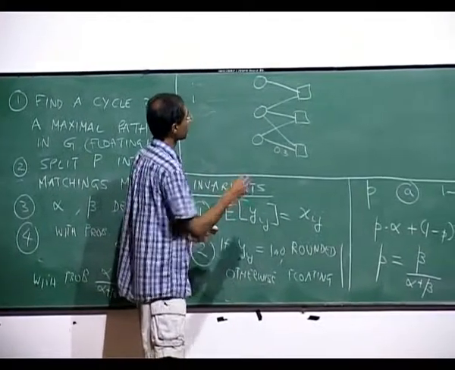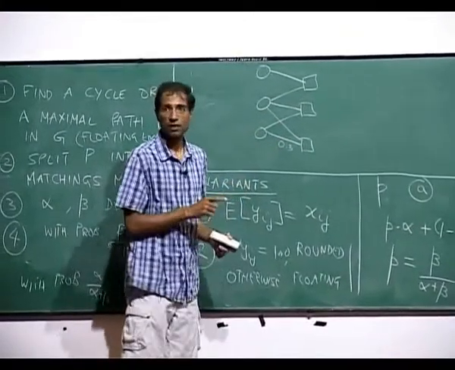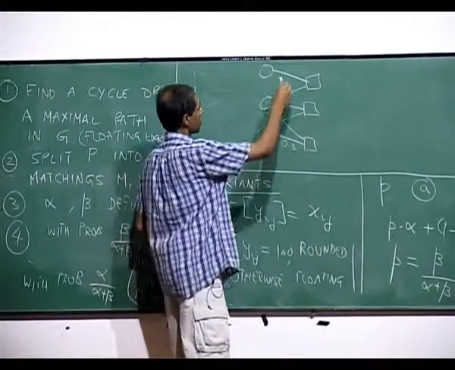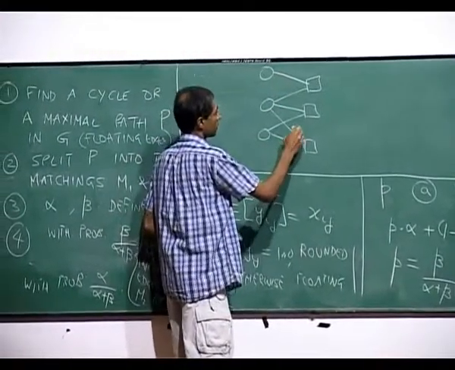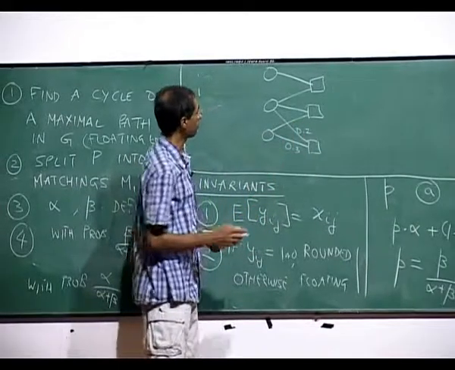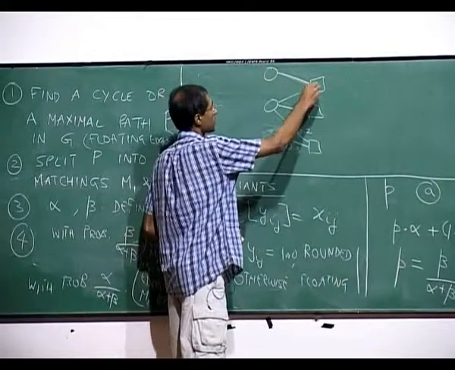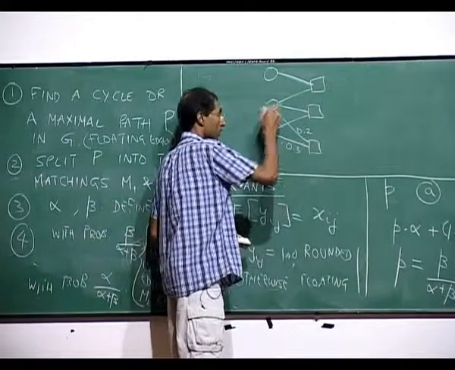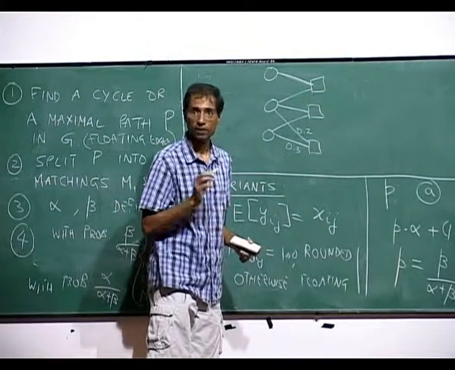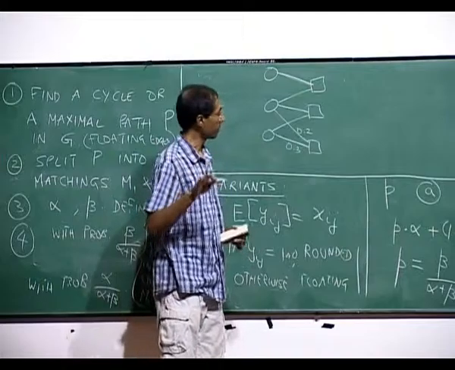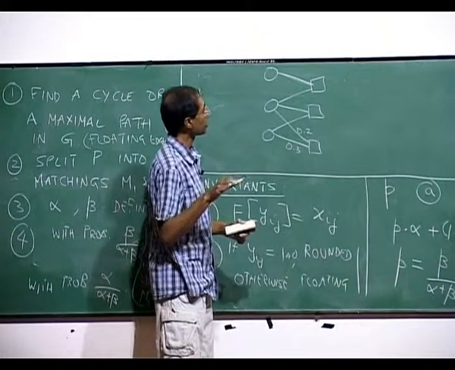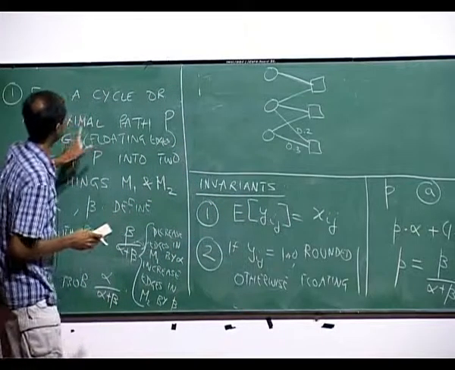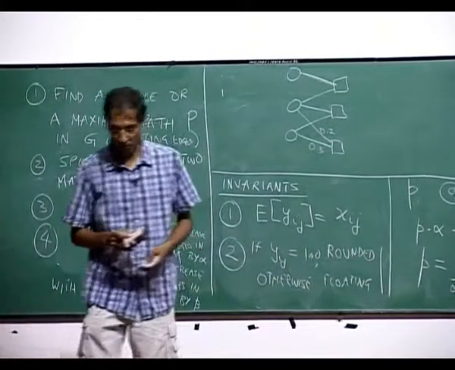So then I won't call this a maximal path. Let's say this was 0.2, right? Because we're talking about floating edges. So then this is not a maximal path because you can always go back this way. Okay? But I think you're getting a question. What does it mean to say finding a cycle or a maximal path? And how do we find it?